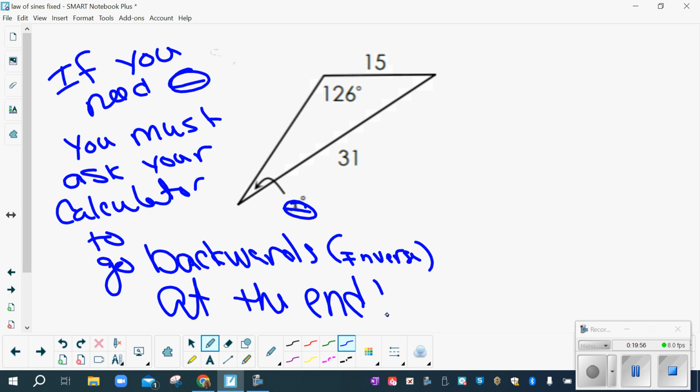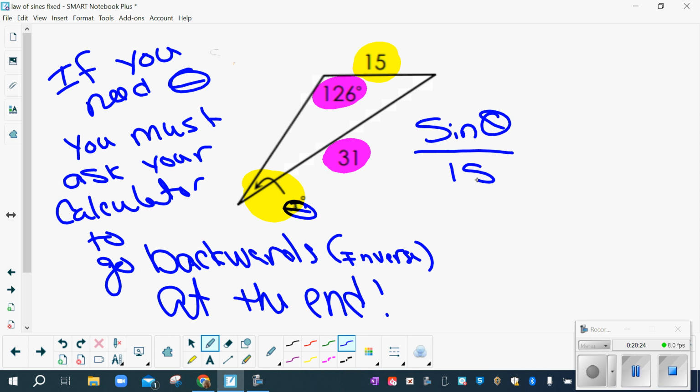Are you ready? Let's set this one up just like we've set everything else up so far. We're going to use our partners. Are you ready to get those partners? This guy is going to match with this guy. That's one set of partners. This guy is going to match with this guy. Can you please write out the little proportion for me on your paper? Nice and easy. We're going to say sine of theta. Remember, that's what we're looking for. Over 15 equals sine of 126 over 31.